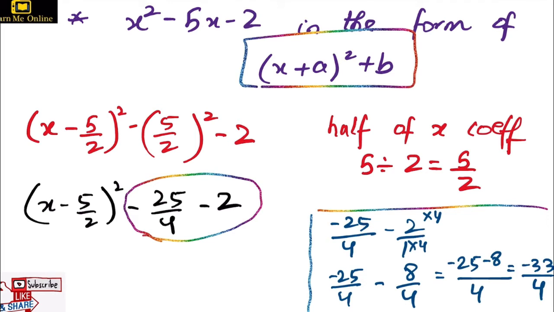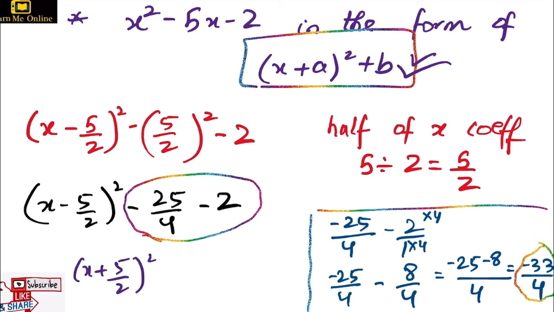So because we are now getting minus 33 over 4, it means the simplification of minus 25 over 4 minus 2 is minus 33 over 4. This is what we are getting as the simplification. We are using it now and writing it down in the form they expect us to write it. So we'll be writing x plus 5 over 2 whole square minus 33 over 4.